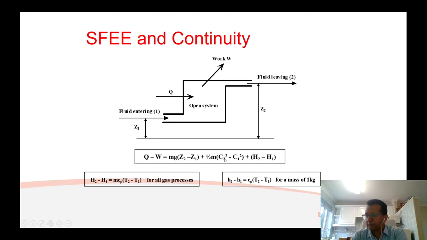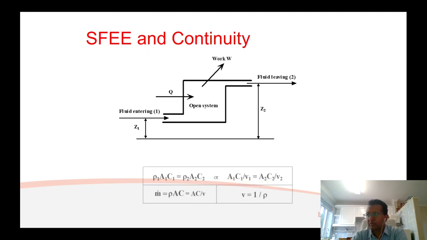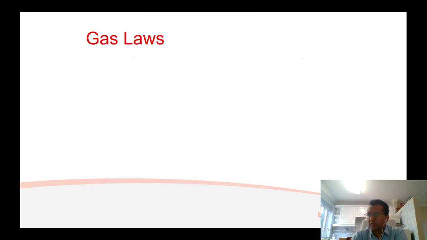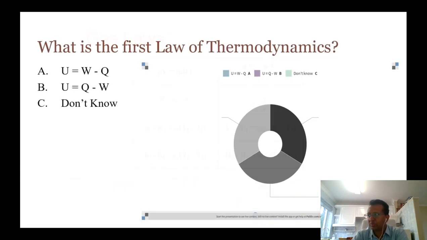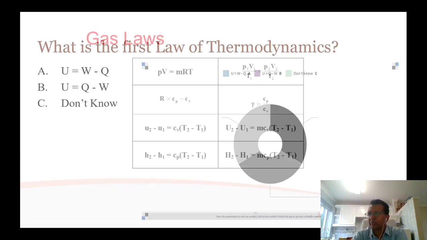And then for all gas processes, you talk about enthalpy, and enthalpy can be stated with temperatures in the steady flow energy equation. Then you talked about gas laws: PV equals mRT, and P1V1 over T1 is equal to P2V2 over T2. These are things that you need to know.